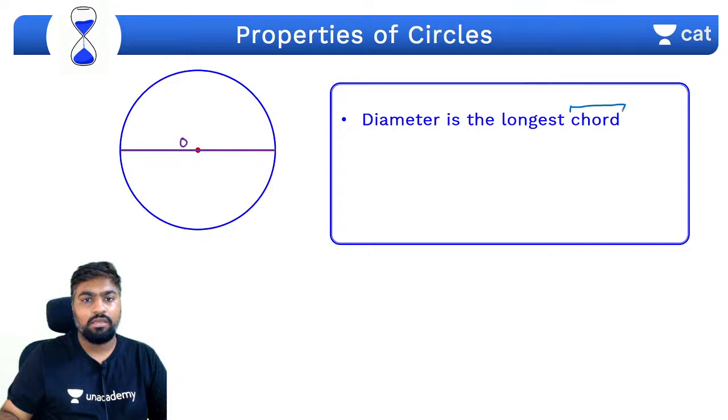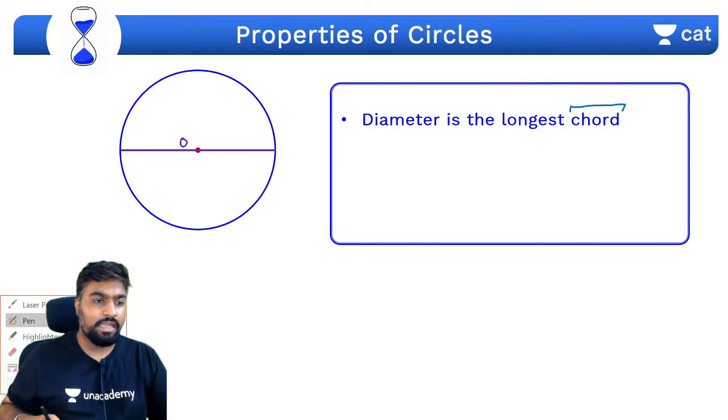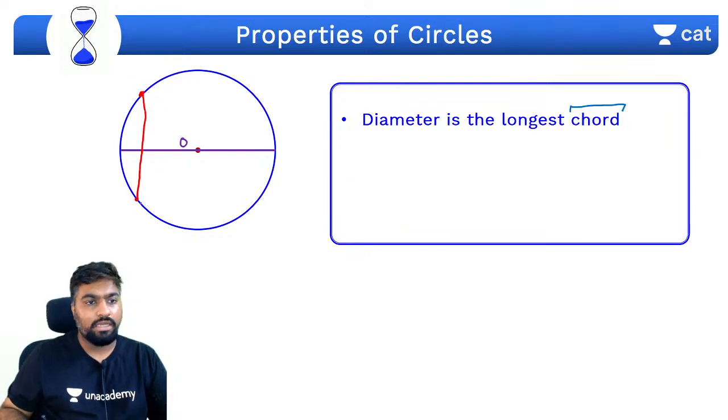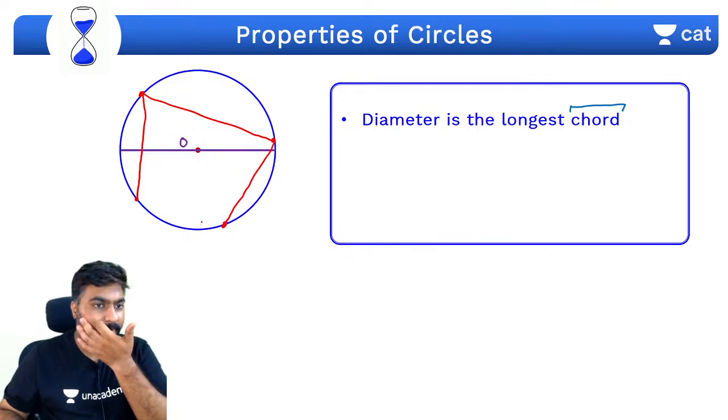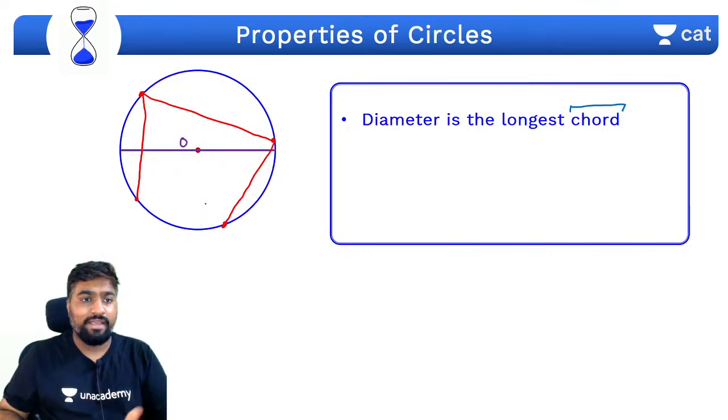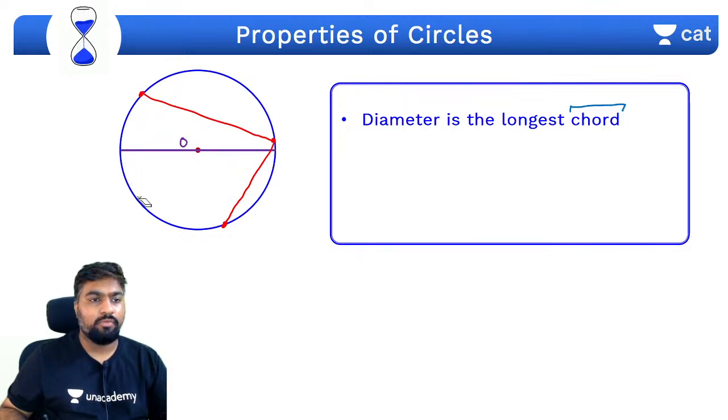What is a chord? A chord is a line drawn between 2 points on the circle. If a line originates from a point on the circle and ends at another point on the circle, this is called a chord, right? This is called a chord. This is called a chord. So for a line to qualify as a chord, both the points should lie on the circle.